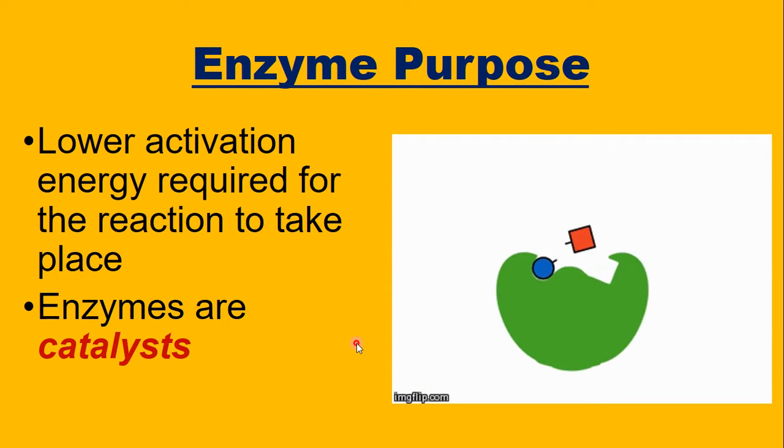Now, enzymes' purpose is to lower the activation energy required for a reaction to take place. And that's a lot of scientific terms. I get it. It means to make a reaction happen faster by using less energy. And the less energy you use in reactions, the more energy you have for other stuff it wants to do. Say if it's a cell, it has more energy to move than to digest its food.